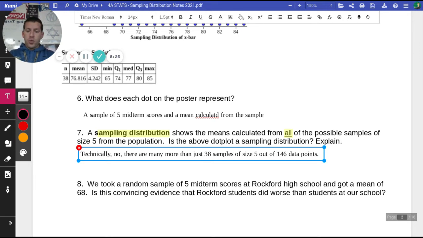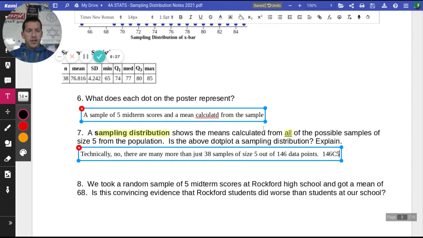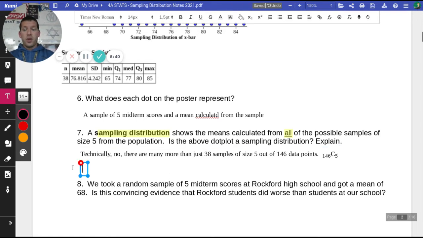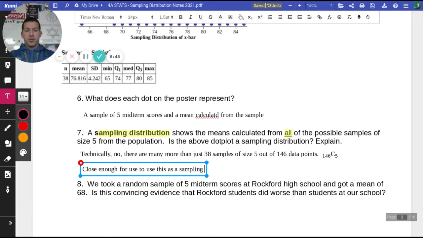We can do 146 choose 5, and that would get us how many there are. And if y'all put that in your calculator, or go to a website that'll do that, then you'll see that's entirely too many. It's too much tuna. But it is close enough for us to use this as a sampling distribution.